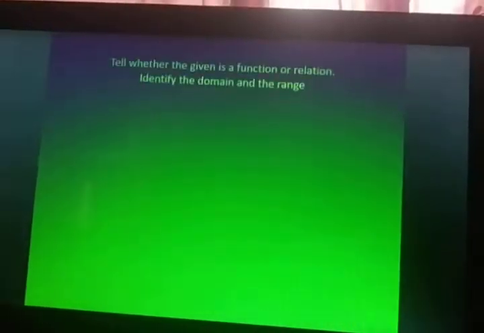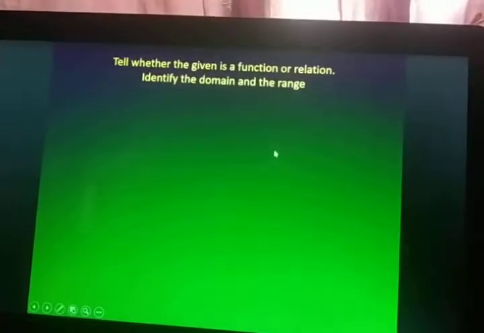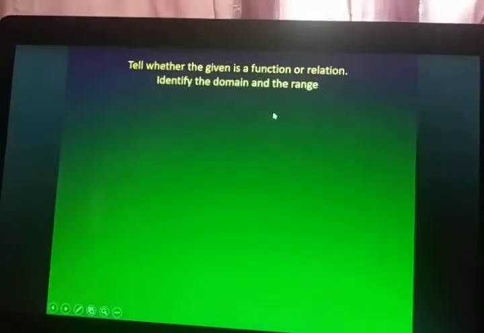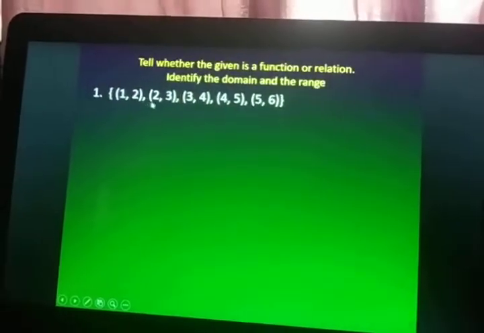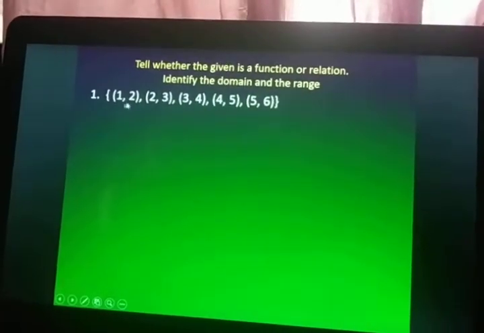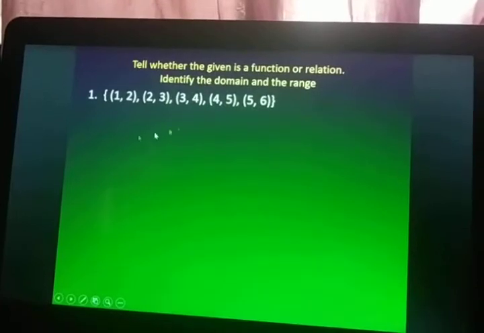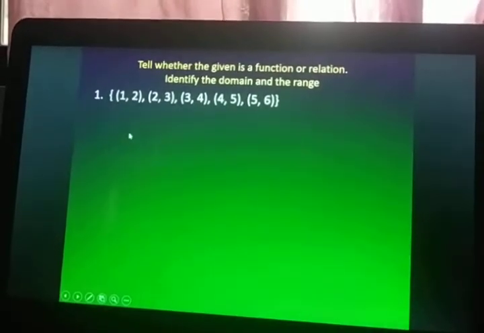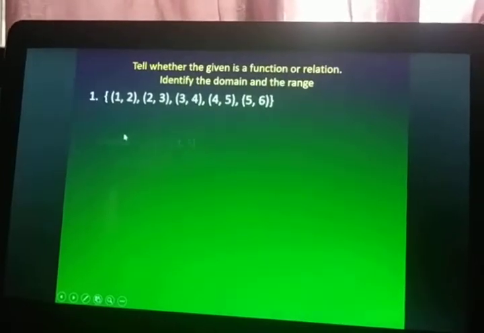Okay. Tell whether the given is a function or relation, and then identify the domain and the range. Let me give you some examples. Number 1, we have here the set of ordered pairs. Is this a function or a relation? First, let's identify the domain. What are the x values or the first values, first x coordinates?